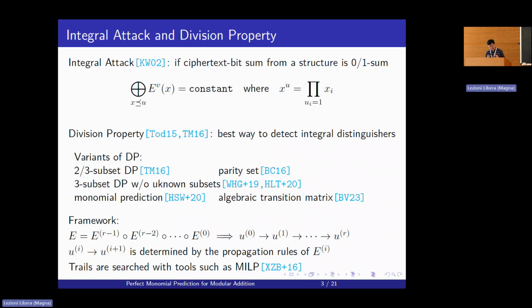That is to say, we decompose a cipher into many small functions. And for each function, we can develop some propagation rules. And according to these rules, we can get some trails. And these trails can be handled by some automatic search tools, such as MILP, just like the differential characteristics.